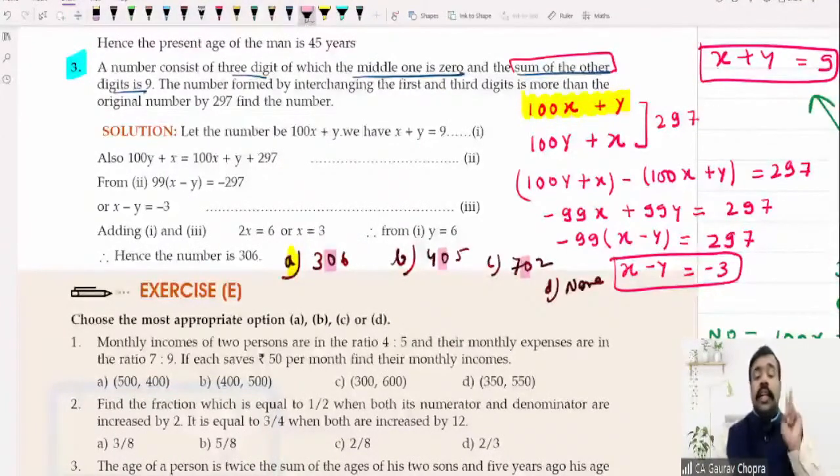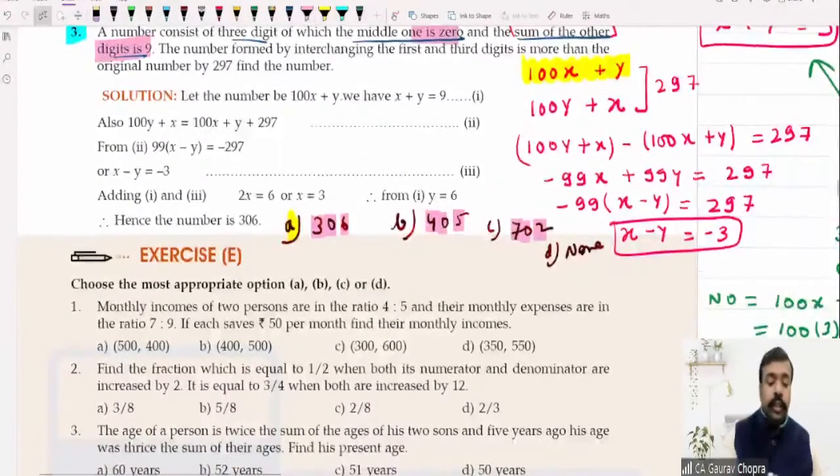Okay. The second condition says the total of the first and third number should be 9. So 3 plus 6 is 9, 4 plus 5 is 9, 7 plus 2 is 9. So in all three cases, the sum is also 9. That means the second condition is also getting satisfied. Now we are talking about the third condition. What is the third condition? If we reverse the number, the difference is 297.